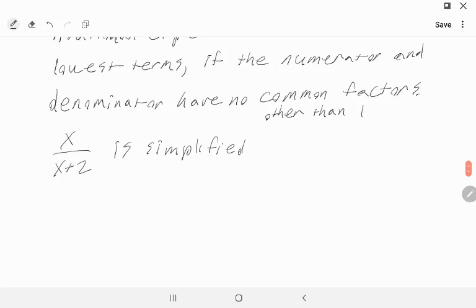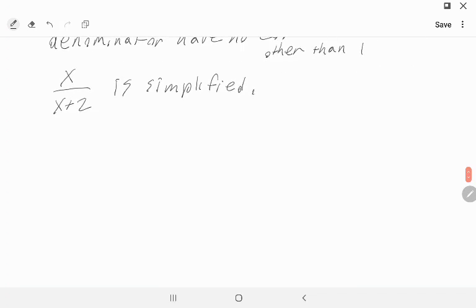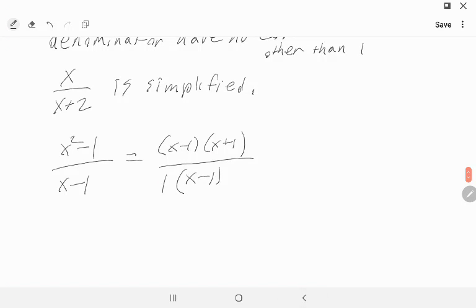Because x and x plus 2 have a common factor of 1. But if we saw x squared minus 1 divided by x minus 1, we now want to look at how we can factor that numerator. The numerator factors as x minus 1 times x plus 1, divided by x minus 1. And now we could also make the denominator 1 times x minus 1. Notice now we have a common factor, and so we're going to wind up getting x plus 1 divided by 1.